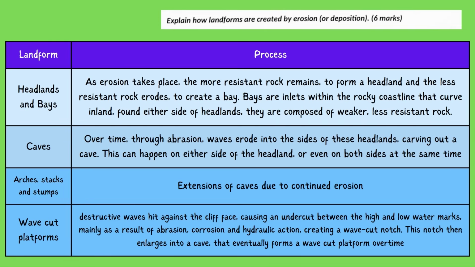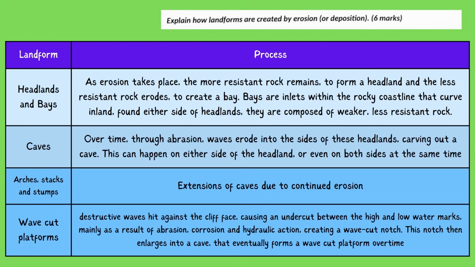So headlands and bays: as erosion takes place, the more resistant rock remains to form a headland and the less resistant rock erodes to create a bay. Bays are inlets within the rocky coastline that curve inland. Found either side of headlands, they are composed of weaker, less resistant rock. Bonus points if you are able to name those types of rock.